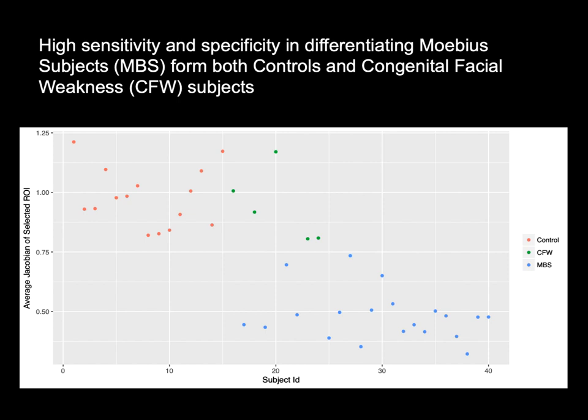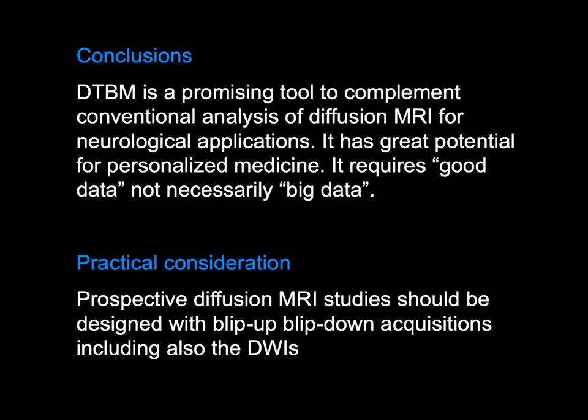And again, we use all sorts of tricks in the acquisition to achieve a perfect correction and co-registration of the data. But in any way, this shows where we can go if we are able to improve these things in the clinical arena. Okay, so in conclusion, I think that diffusion tensor-based morphometry is a promising tool to complement conventional analysis of diffusion MRI for neurological application.